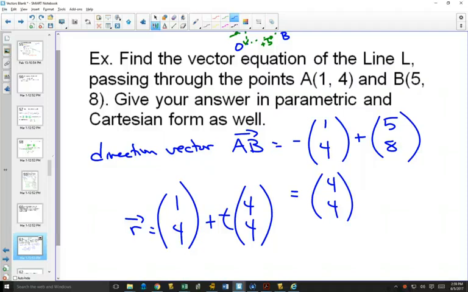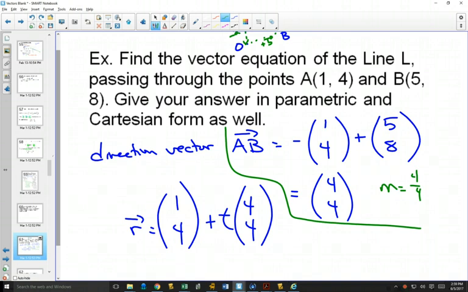This 4, 4 technically means your slope is 4 over 4. And if you had that as a slope, you might write that just as 1, because it could reduce to 1 over 1. So we can write it as 4 over 4. You could write it as 1 over 1. Those would all be equivalent things for the same equation.